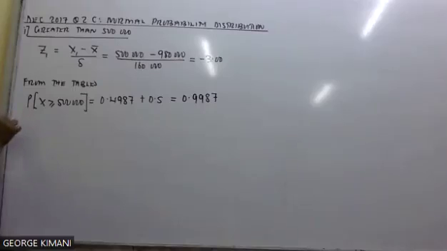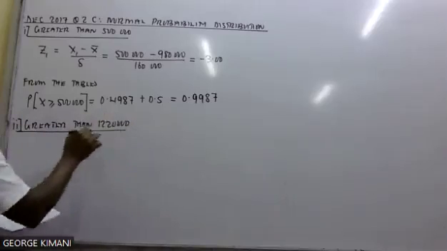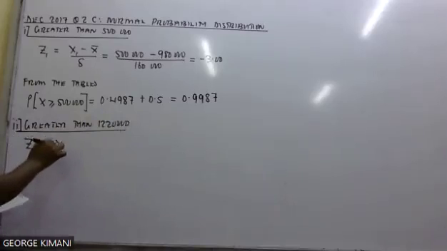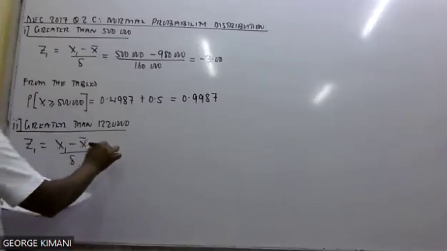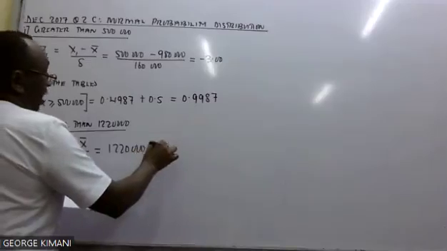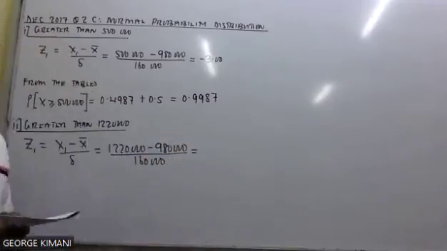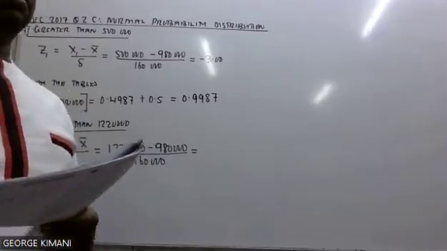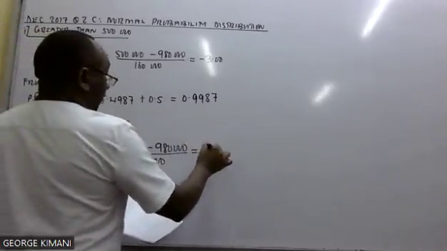Greater than 1220. So greater than 1,220,000. Z1 will be equal to X1 minus X bar, you divide by standard deviation. So this is 1,220,000 minus X bar, which is 980,000. You divide by 160,000. That gives 1.50.